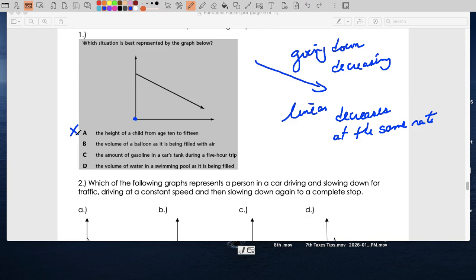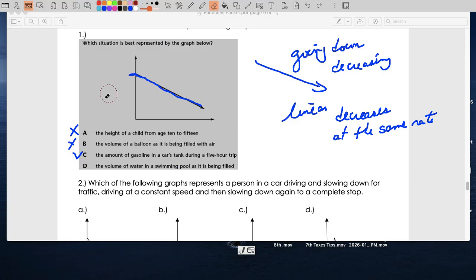So that's not true. The amount of gasoline in a car's tank during a 5-hour trip. Well, of course. If you're going on a 5-hour trip, the first thing you're going to do is put some gas in your car, which means you start, I don't know, here with maybe 15 gallons of gas. Let me just write that. And as you're traveling, what happens to the amount of gas that you have in your tank? It starts decreasing and decreasing. So this looks okay.